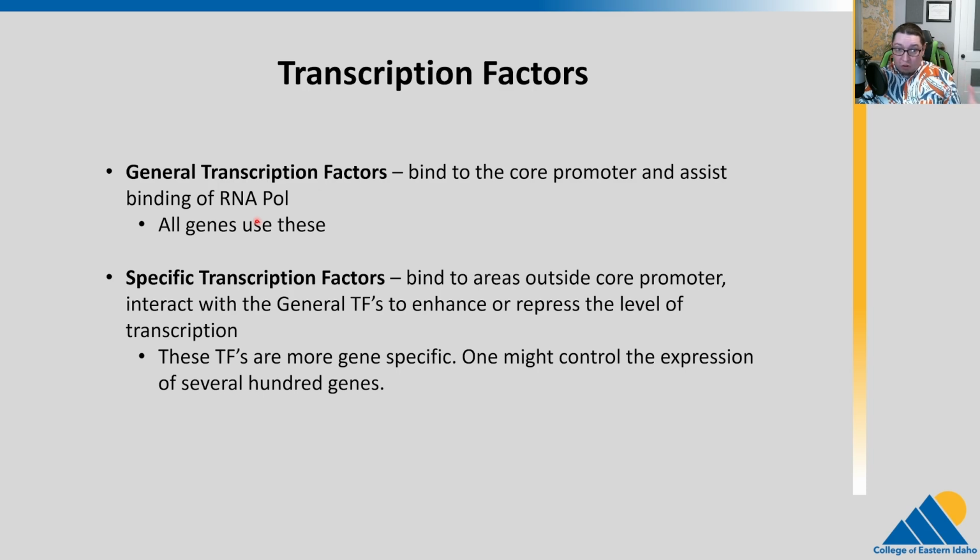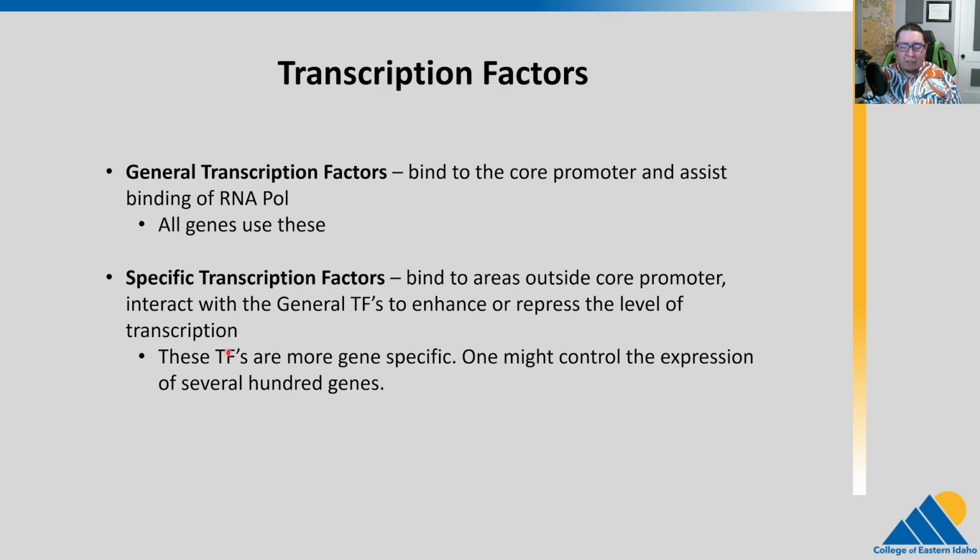There's also specific transcription factors. They're going to bind to areas outside the core promoter on the DNA, and they're going to interact with the general transcription factors to either enhance or repress the level of transcription. So these transcription factors are more gene specific. You might have one transcription factor that helps control the expression of a couple hundred genes. Now, it sounds like a lot, but when you have 25,000 genes, that's pretty specific there.